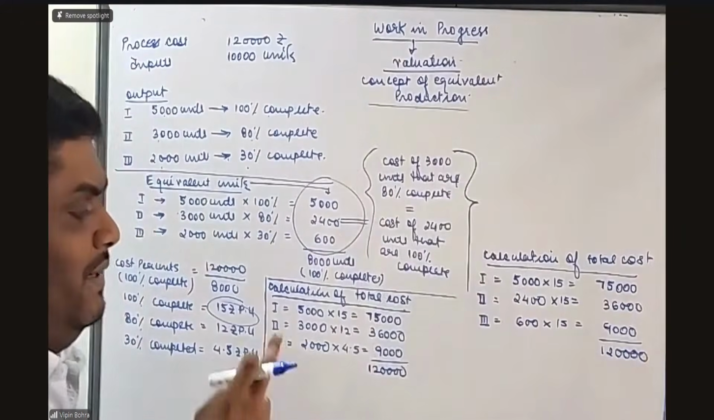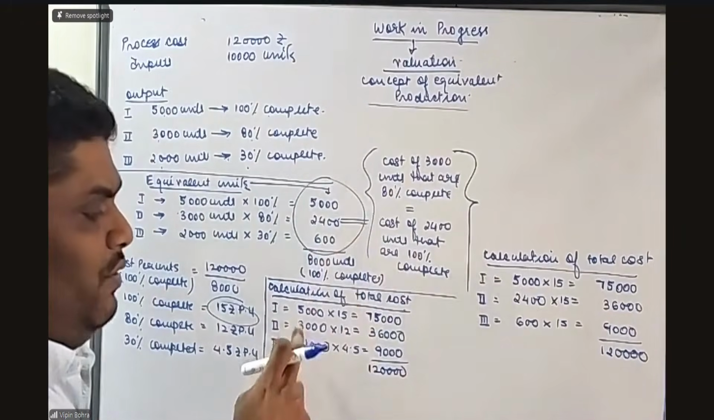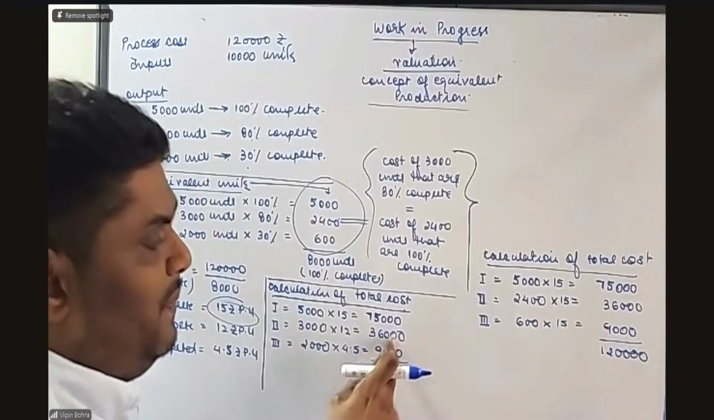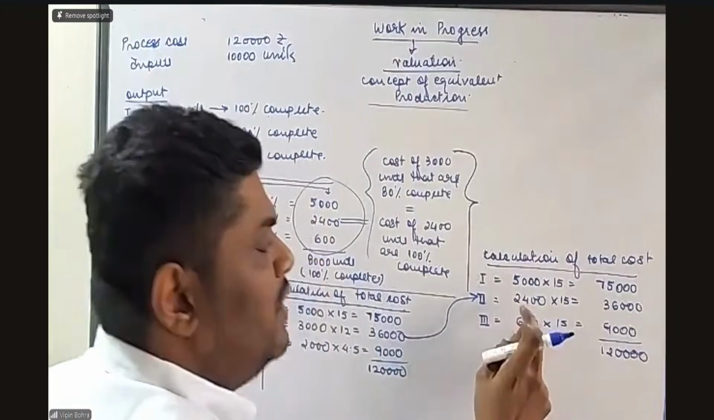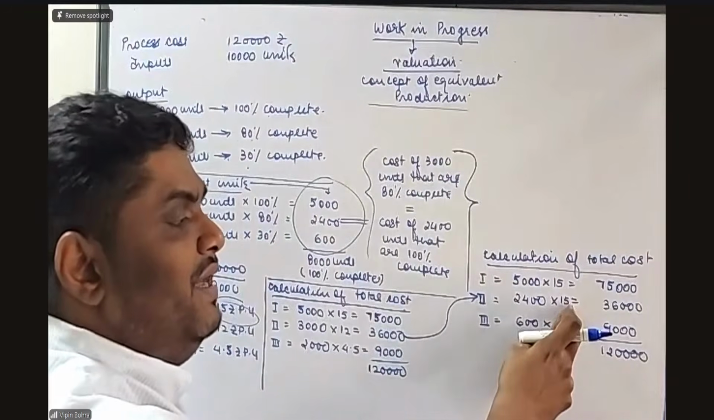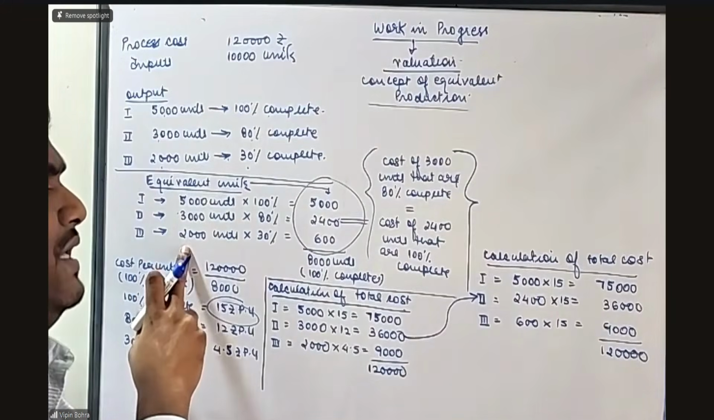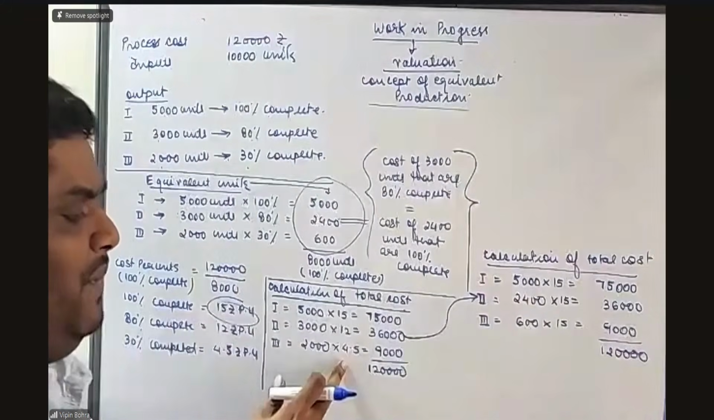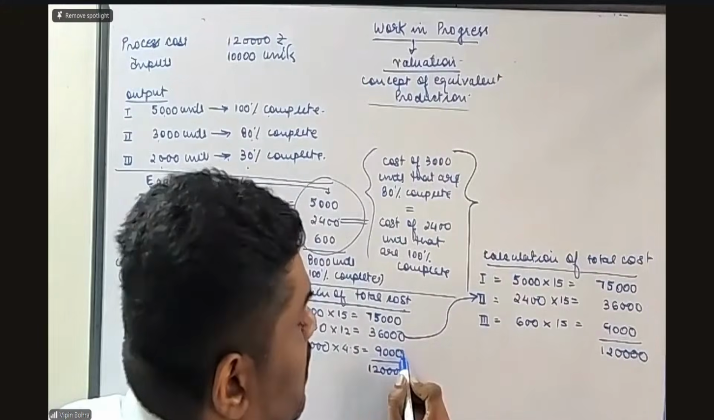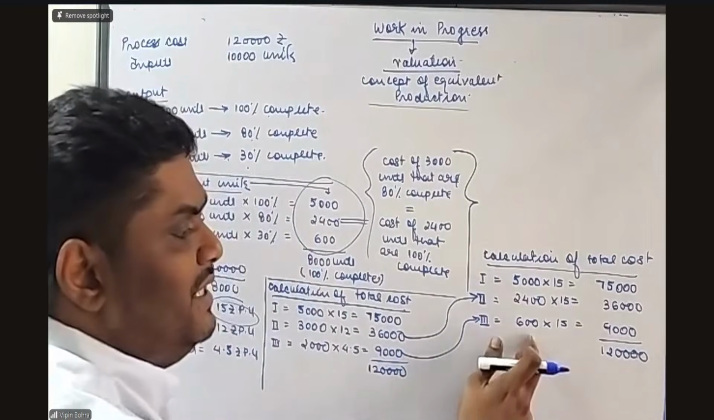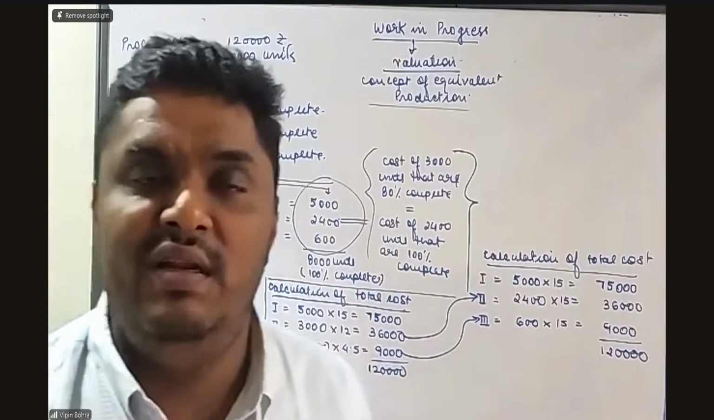I told you guys, the cost of 3,000 units that are 80% complete will be equal to the cost of 2,400 units that are 100% complete. Third way also, the cost of 2,000 units that are 30% complete will be equal to what? The cost of 600 units that are 100% complete.